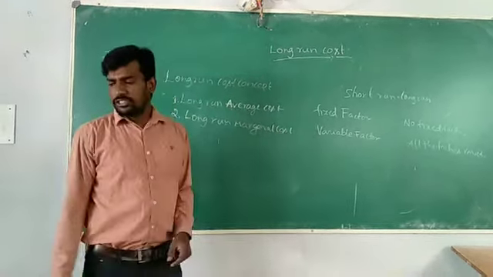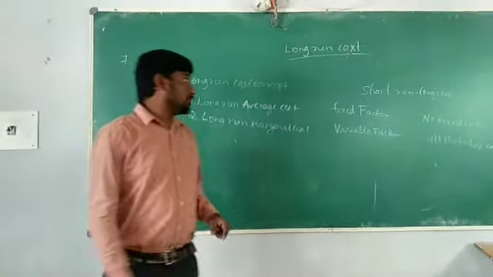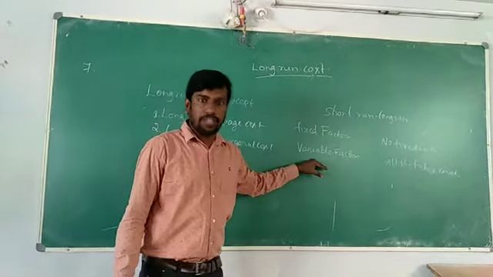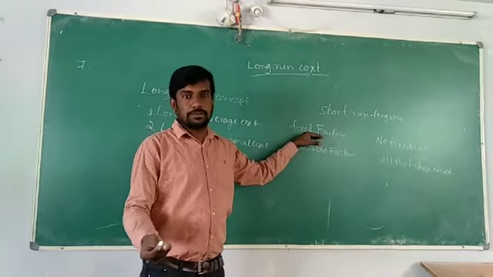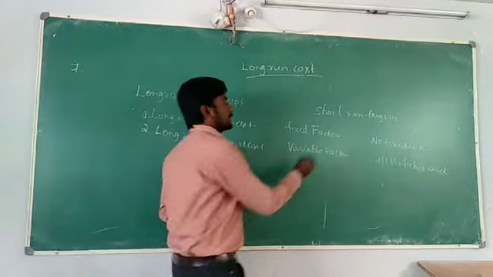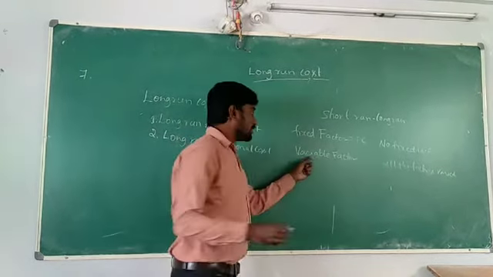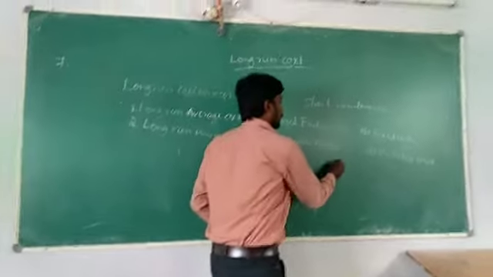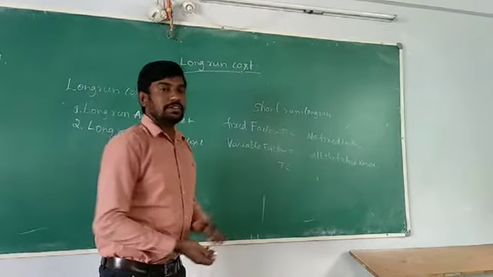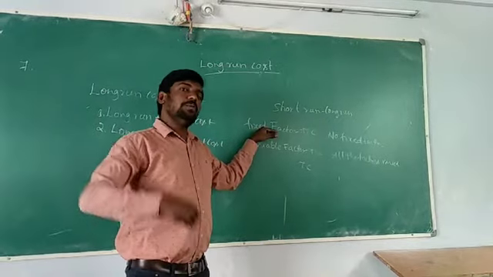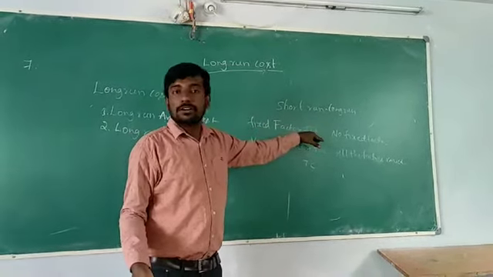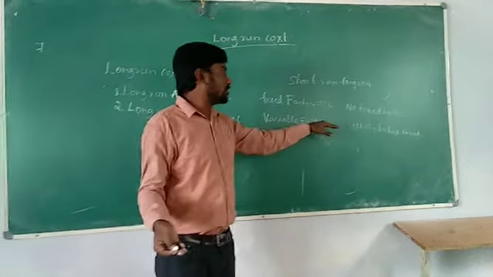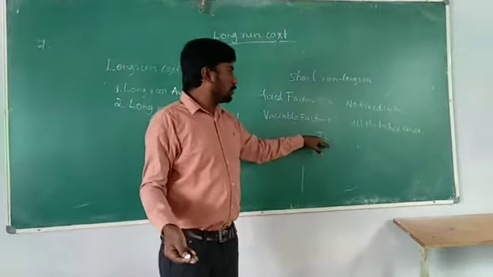You may have doubts. In the short run, we have 7 cost concepts. Why do we have only 2 here? If you see the short run cost concept, we have a fixed factor and a variable factor. The cost incurred for fixed inputs, the amount we are spending on fixed inputs, is called fixed cost. The cost incurred for a variable factor is called variable cost. What amount we are spending on variable inputs is called total variable cost. When we add both, we get the total cost.